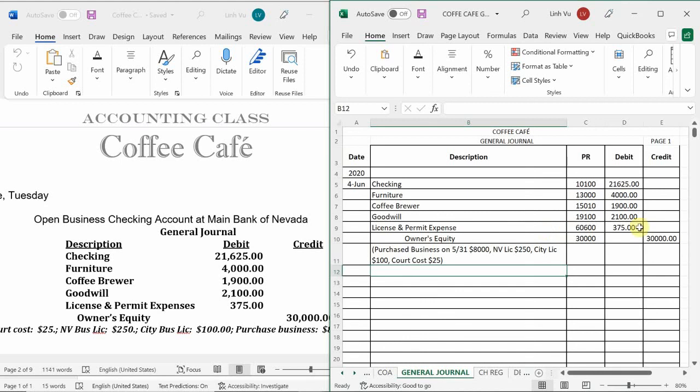Okay, so there you go. That's the first thing that we did here: we acquired a business and opened up our bank account. Now that I've journalized this, I need to post it to my ledger because I need to have a running balance in my checking account.